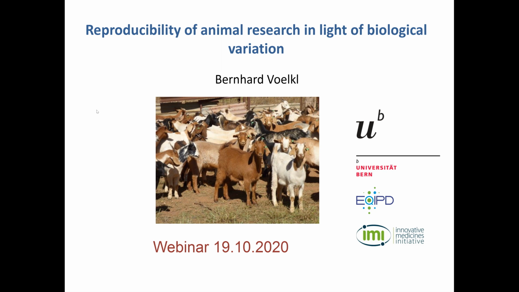So my talk today will be about reproducibility of animal research and how it is related with biological variation. I have chosen here a picture of goats that should somehow be a meme for biological variation. So you see many different colors, but of course the animals can not only differ in colors, but many other traits as well.